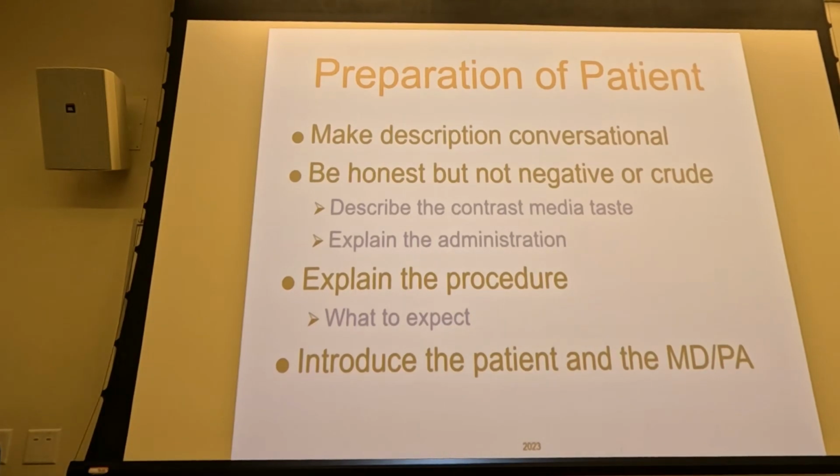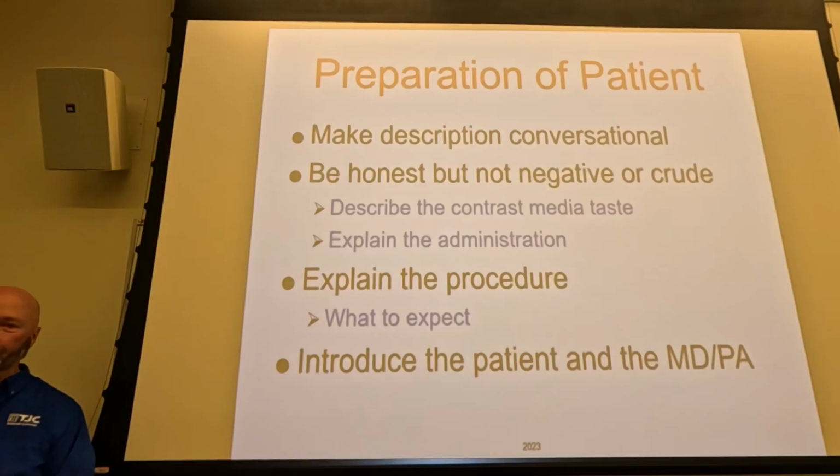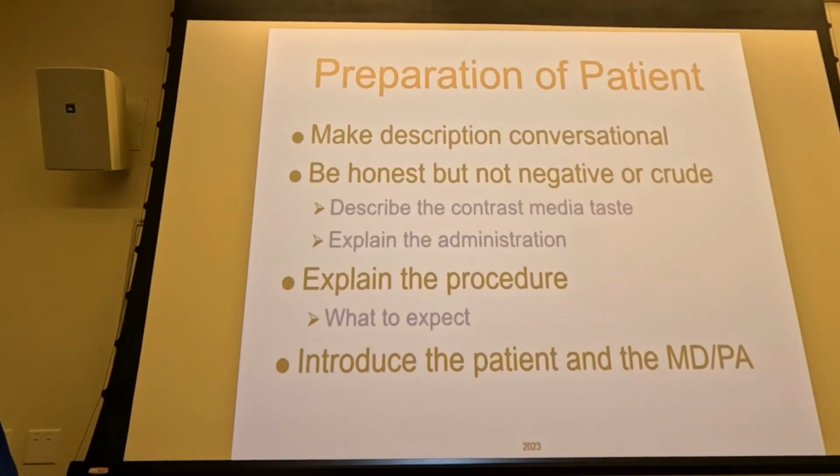So just make it as conversational as possible, and be honest about it. Tell them it's going to taste terrible, because if you say it's not all that bad and they drink it, what are you instantly? A liar, right? And they don't trust anything else you're going to say, right? So tell them it's going to be bad, but you need them to drink it as quickly as possible. The faster they drink it, the quicker they get it over with. Okay? So explain the administration, tell them how it's going to go inside of them.